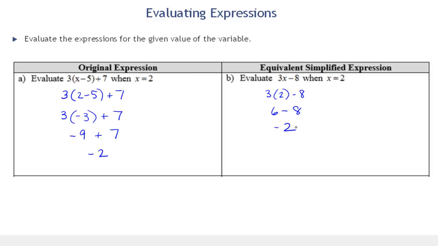So these two correspond. Again, that doesn't prove they're equivalent expressions, but based on the idea that we created equivalent expressions, this is the result we'd expect to see. Let's look at the next one.